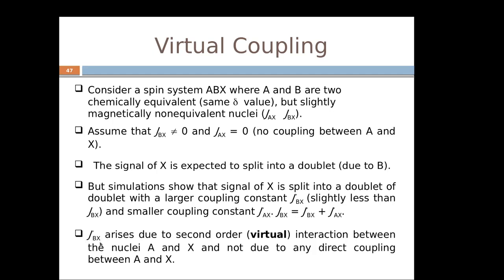This J prime BX that we see here actually arises due to a second order or virtual coupling between the nucleus A and X, which usually happens with very strong coupling between A and B nuclei, because they are chemically equivalent and only slightly magnetically non-equivalent. And again, this does not happen due to any direct coupling between A and X. This is a virtual coupling which happens through the nucleus B.